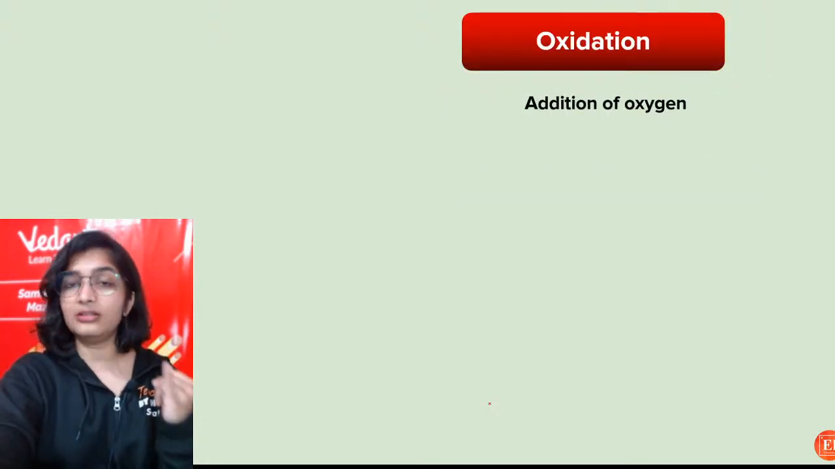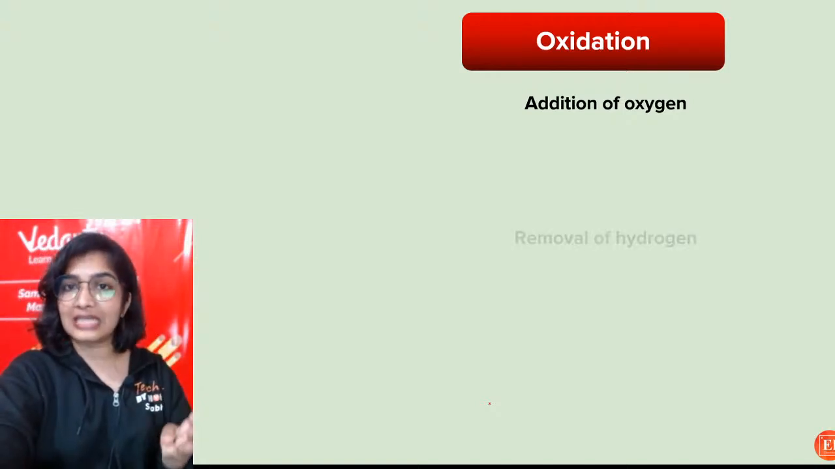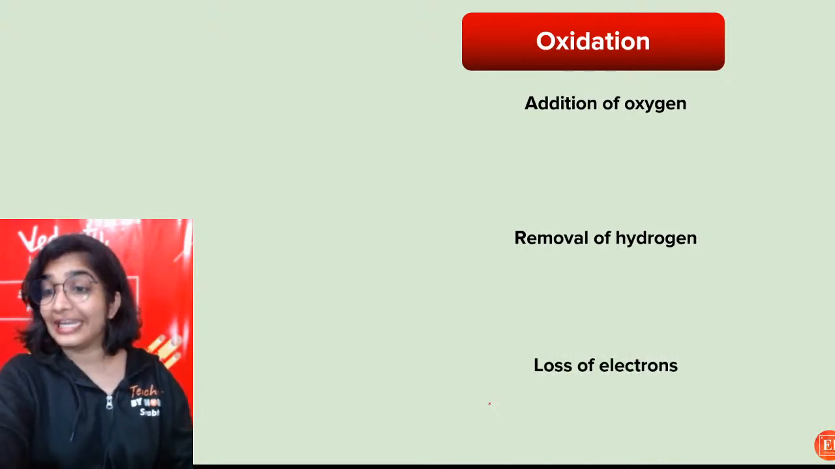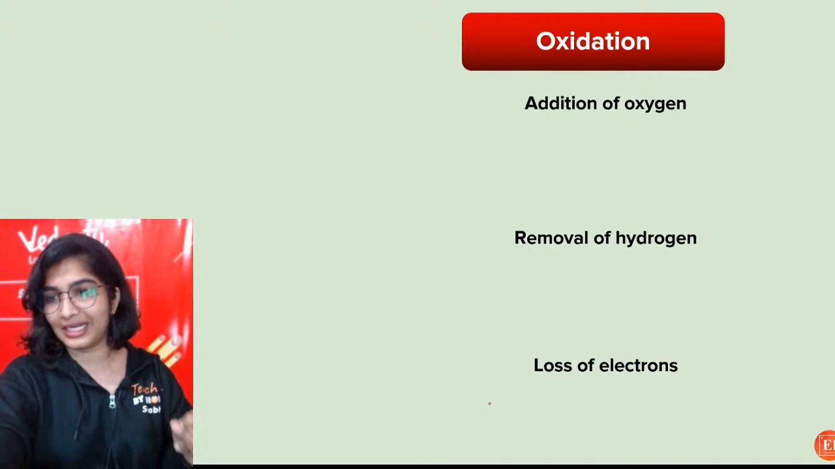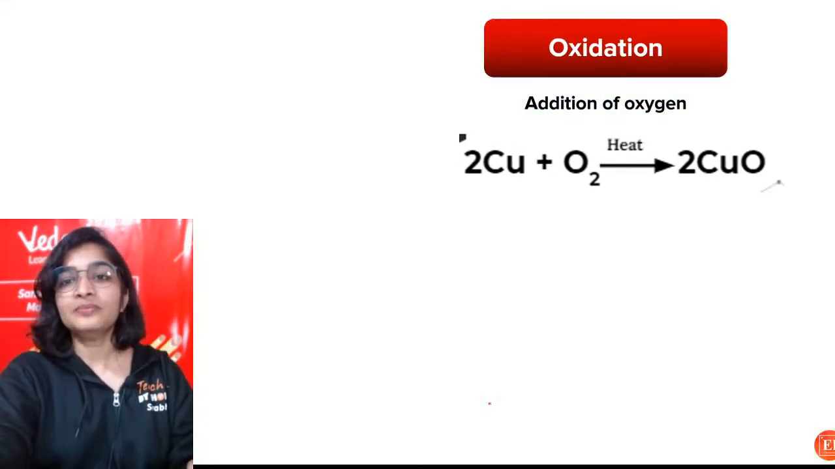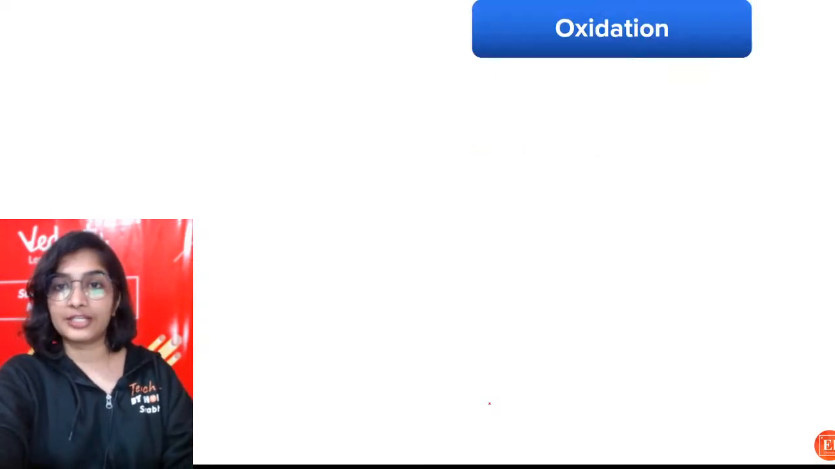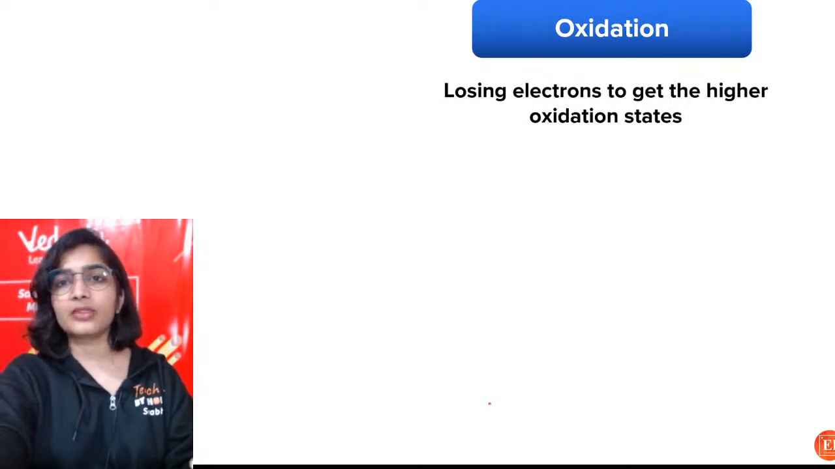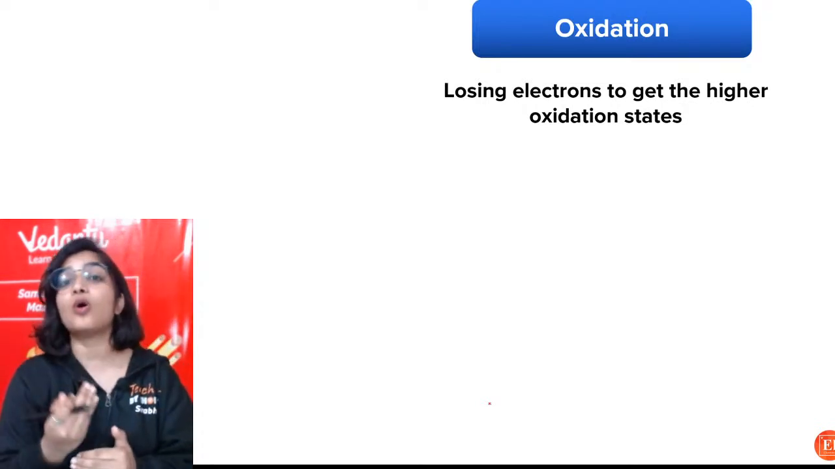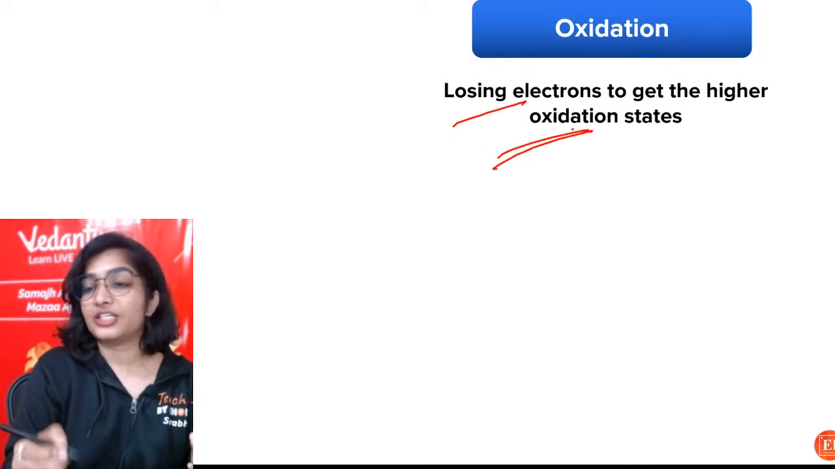So how can you define an oxidation reaction? A reaction in which oxygen is added or hydrogen is removed, or there is loss of electrons. So what is an oxidizing agent? I'll tell you. Removal of hydrogen is also an oxidation reaction. Oxidation, losing electrons to get a higher oxidation state, is also known as an oxidation reaction.